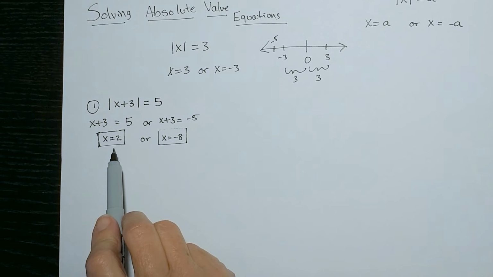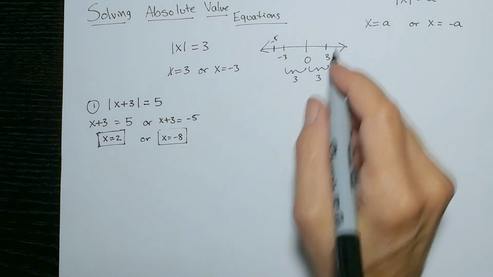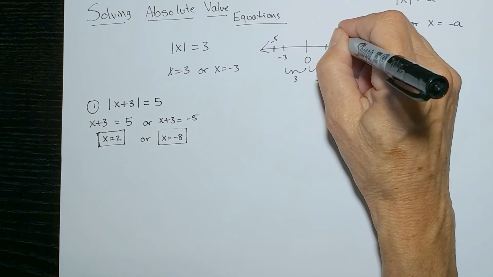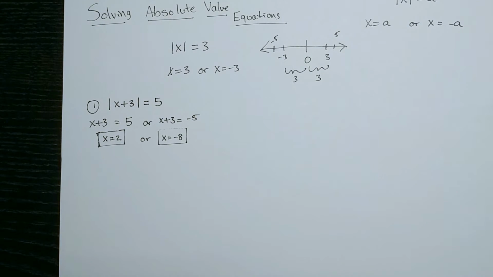This statement will also be true when we plug in 2. 2 plus 3 is 5. And the absolute value of 5, okay, 5's over here. 5 is 5 units from 0. So you get these two answers here.